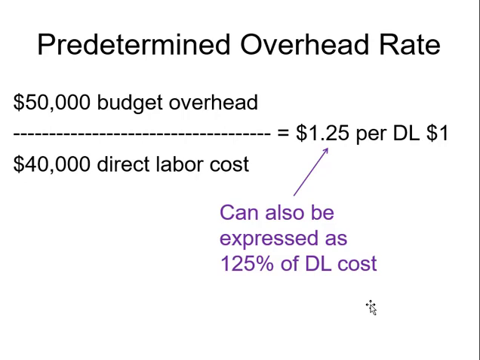So here we have an example. We have budgeted overhead of $50,000, and they're using direct labor cost. You can also use direct labor hours, but this particular management team used direct labor costs, and they got $1.25 of overhead for each dollar of direct labor. You can also say that overhead will be 125% of direct labor costs. Both of those are fine to get the same amount.